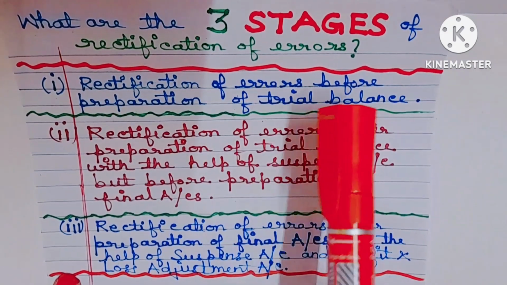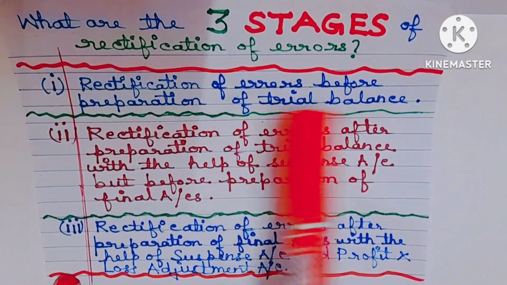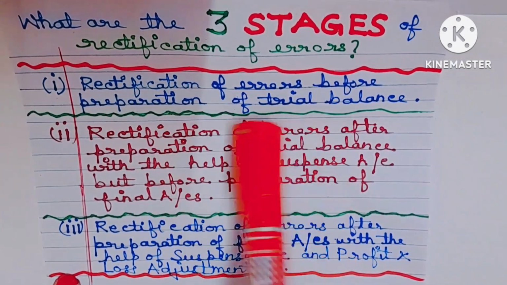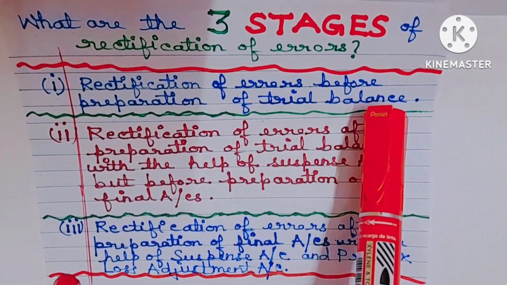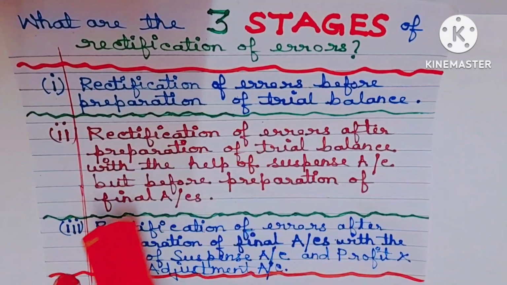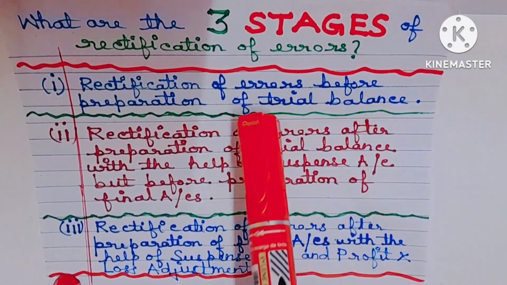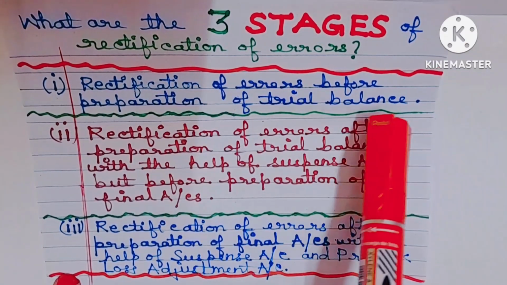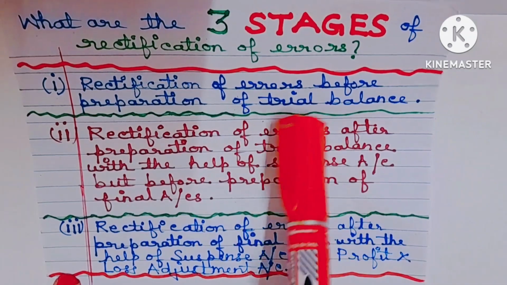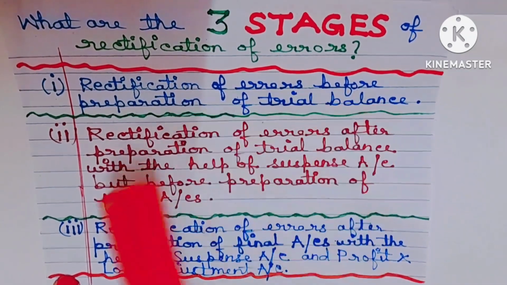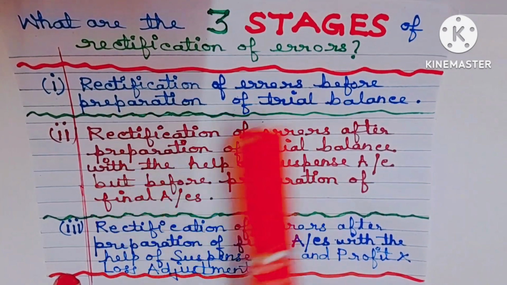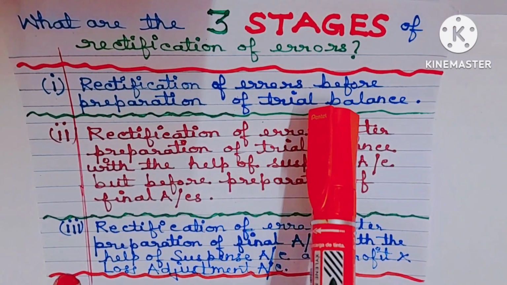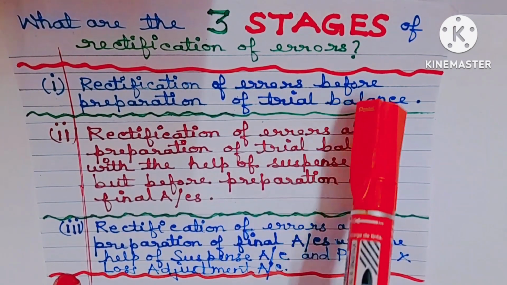Therefore, to rectify one-sided error, journal entry cannot be passed because see, rectification of errors before preparation of trial balance. Trial balance yodi prepare hoye jay, we could have taken the help of suspense account. Since trial balance was not prepared in the first stage, we cannot take the help of suspense account to form a journal entry. So that is the reason to rectify one-sided error, journal entry cannot be passed. Only relevant ledgers are either debited or credited with the amounts.